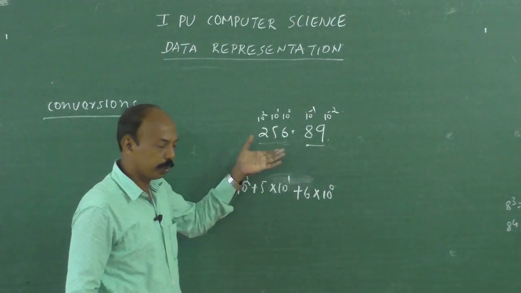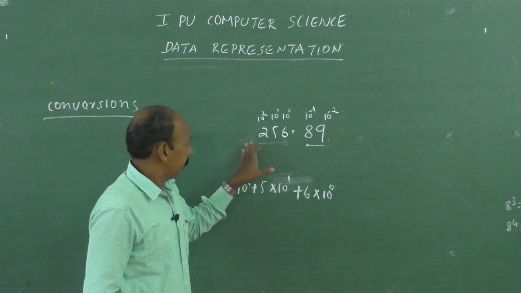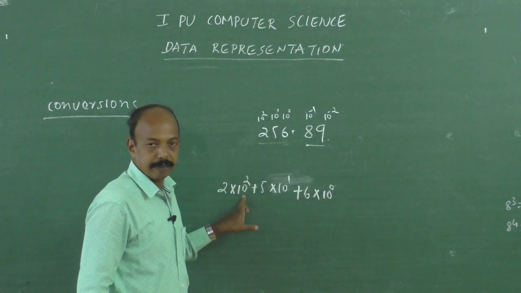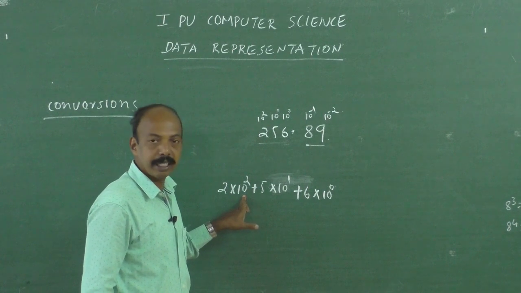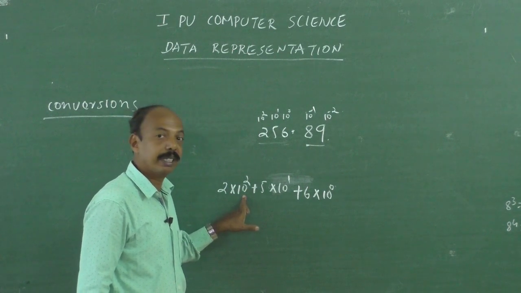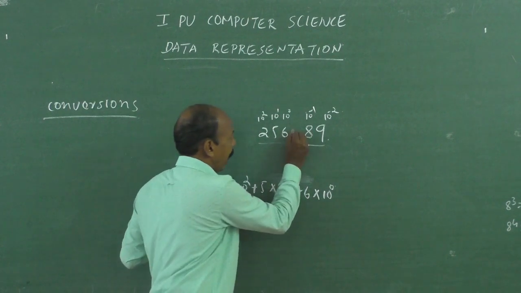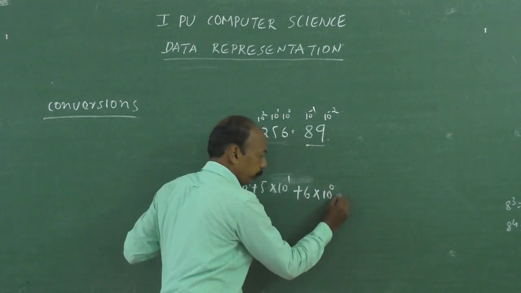It holds good for all the number systems. Here it is decimal, that's why we have written it as 10. If it is octal, it becomes 8. If it is binary, it becomes 2. If it is hexa, it becomes 16. Now after the decimal point, what we should do?